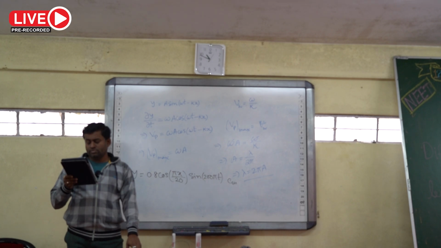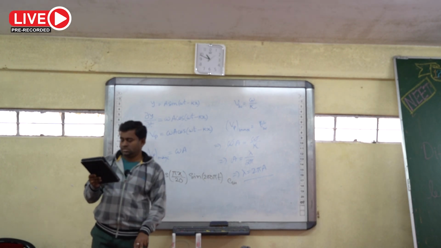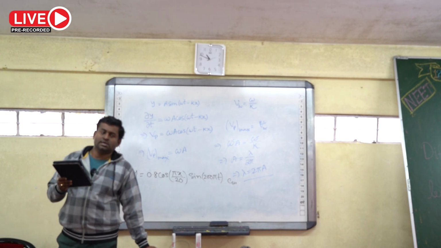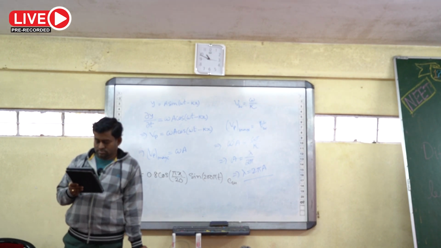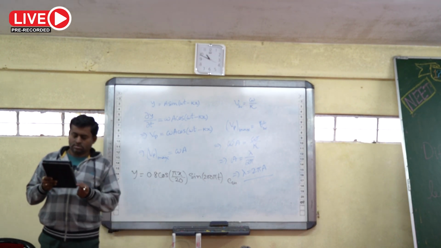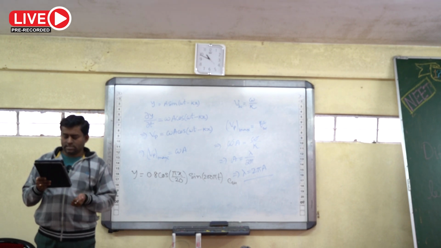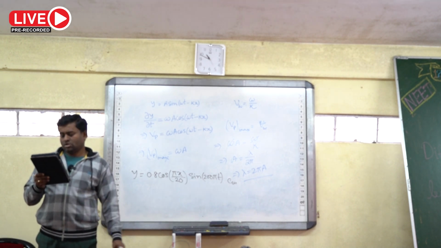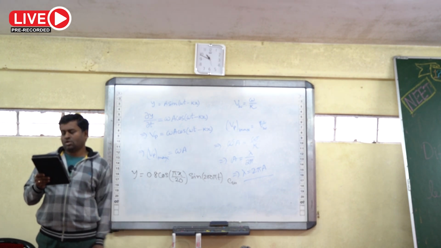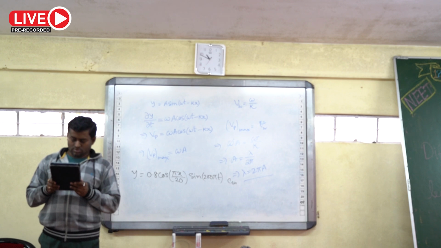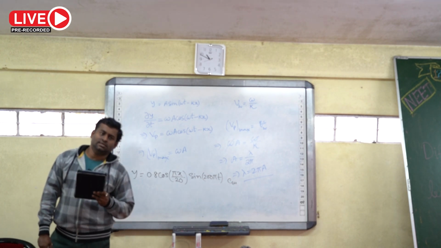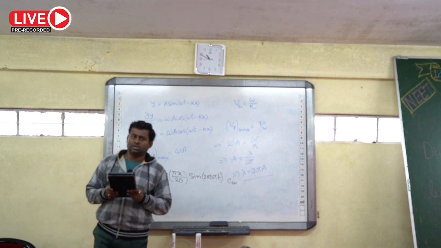The separation between two consecutive nodes will be: option A 20 centimeter, option B 10 centimeter, option C 40 centimeter, option D 30 centimeter. Can you repeat, sir? Options, yes sir: 20, 10, 40, 30.